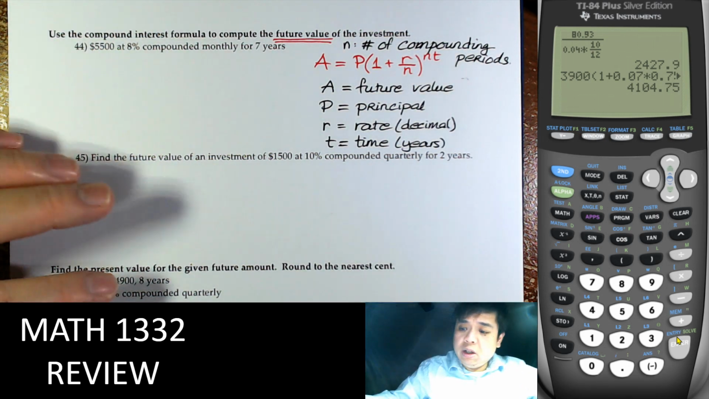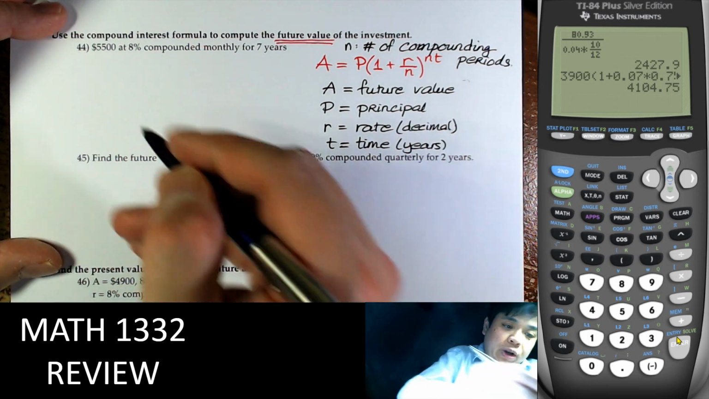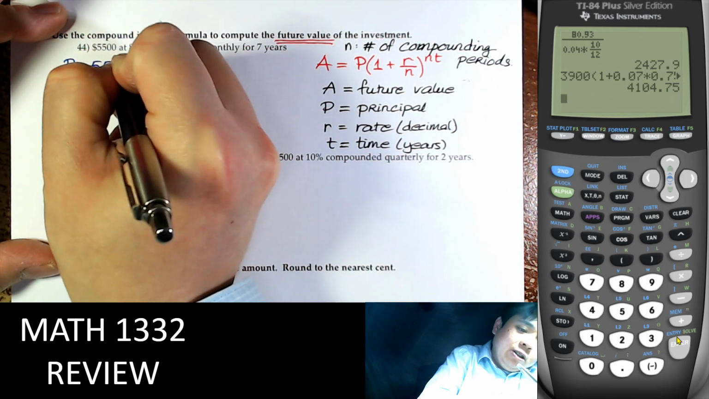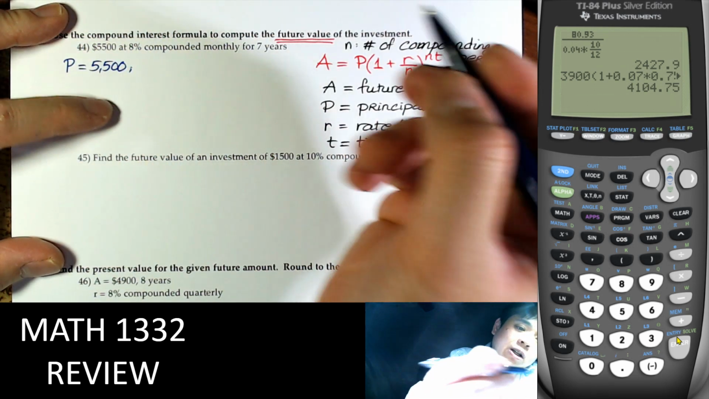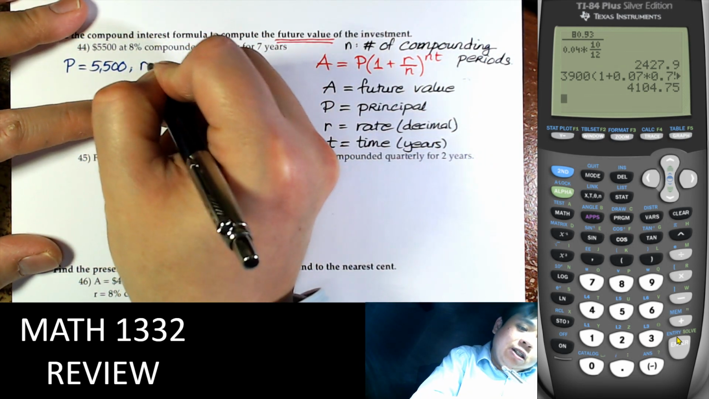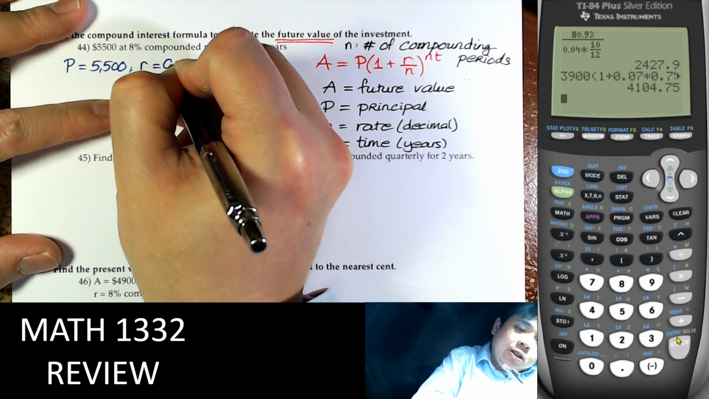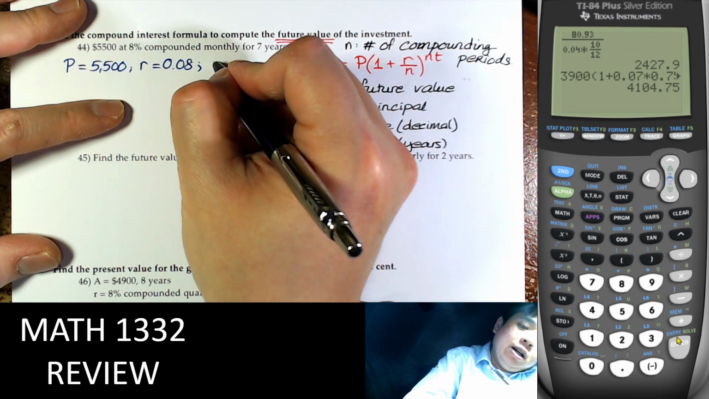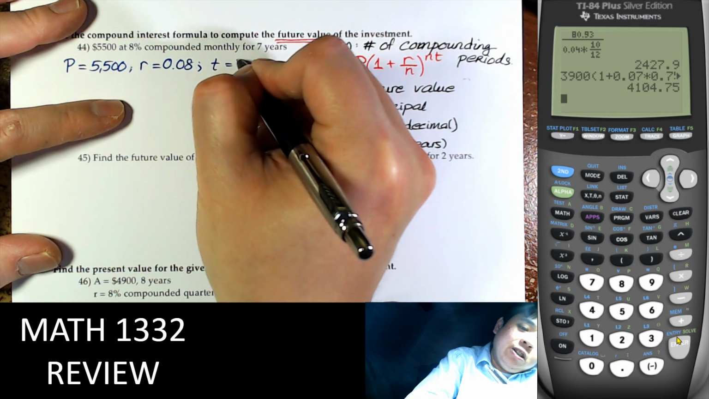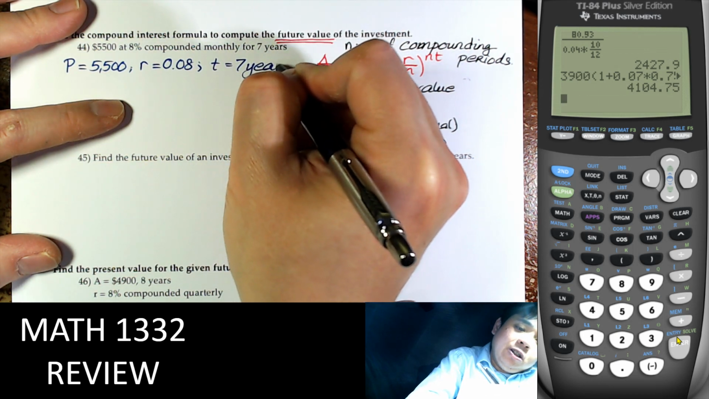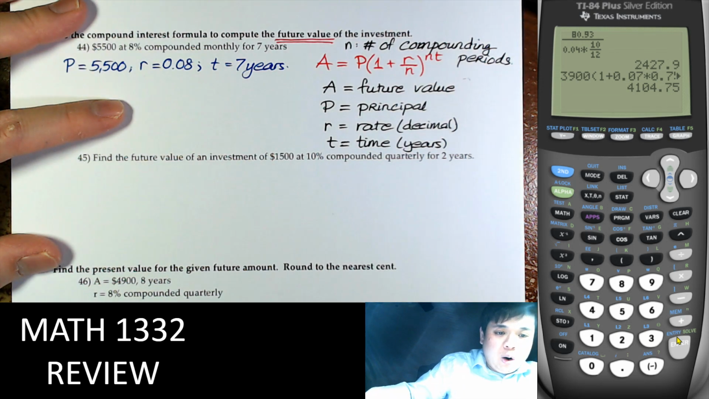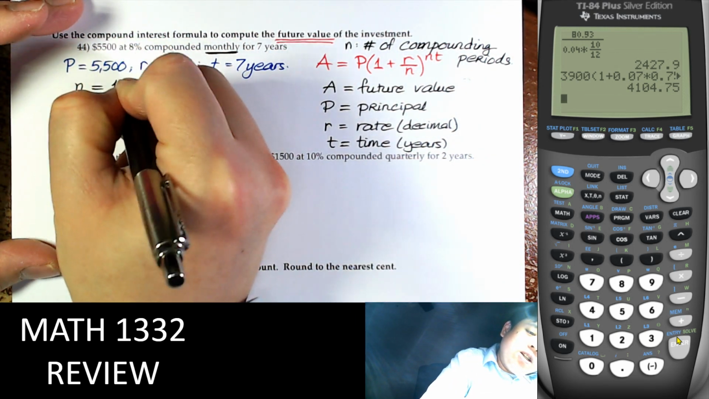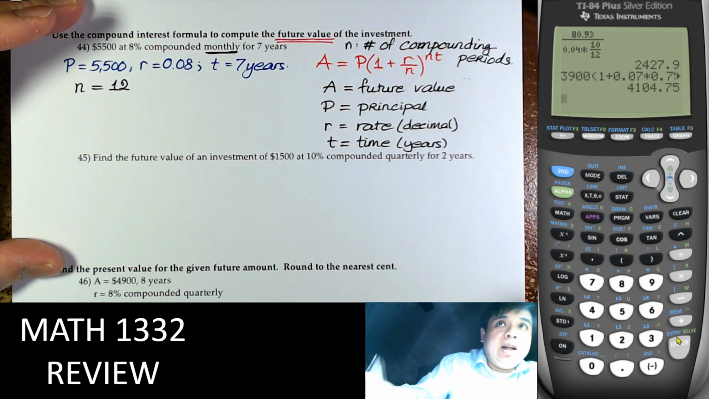Right, so in this problem we have the principal of 5,500 and 8%. Just going to write it as a decimal, and for 7 years. And the key part here is monthly, meaning 12 times a year. And with that, we put it in the formula.